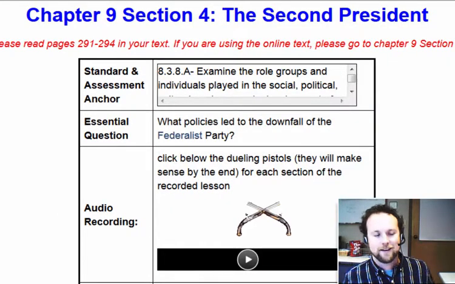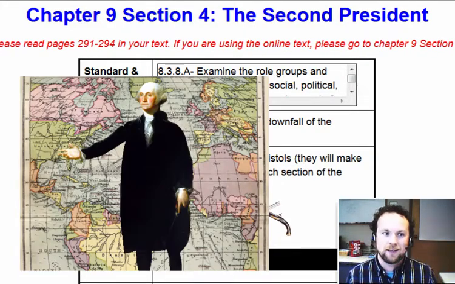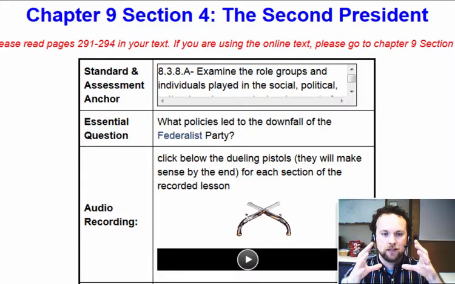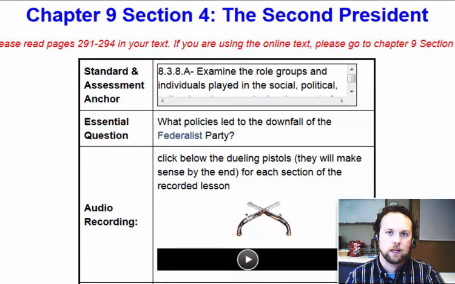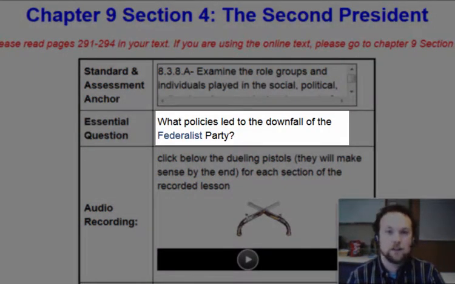Hello and welcome back. Today we are looking at our final lesson for Chapter 9, Section 4, The Second President. We've been talking about George Washington as the first president, and he was kind of asked to be the president. So now we need to figure out a way to transfer the power of the president to the next person. So we're going to look at how that went down with the election of 1796 and then the election of 1800, and ultimately policies that would lead to the downfall of the Federalist Party.